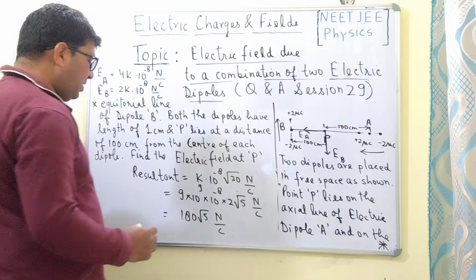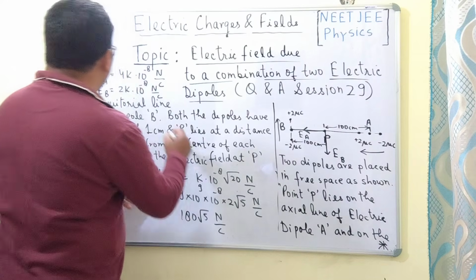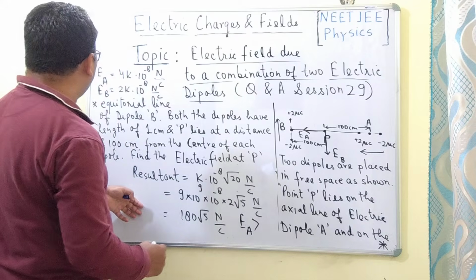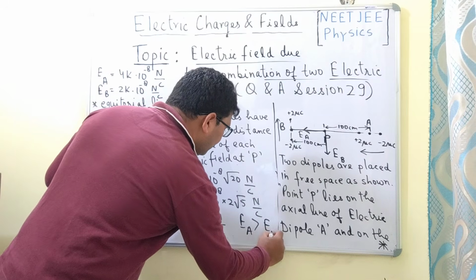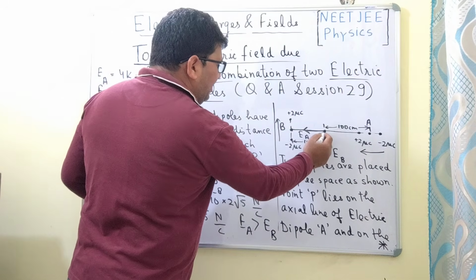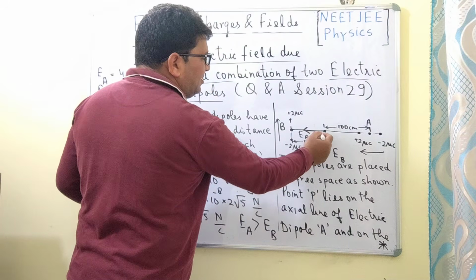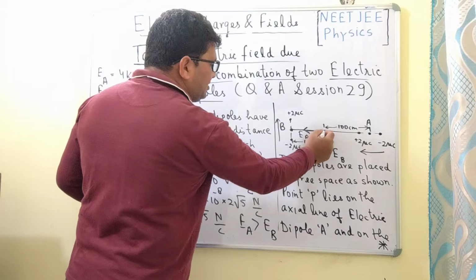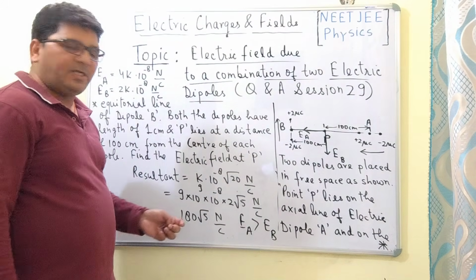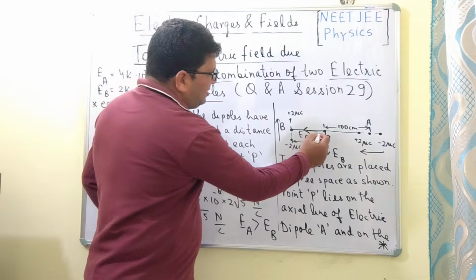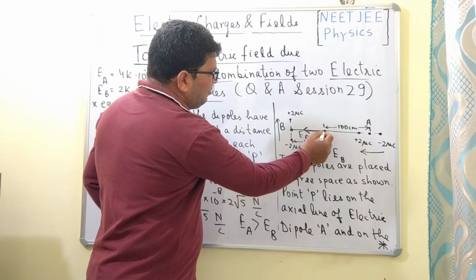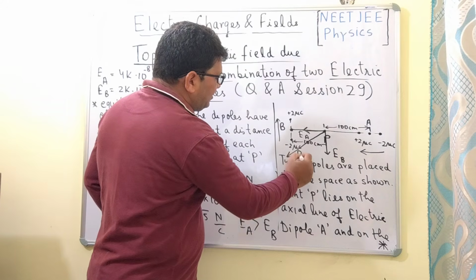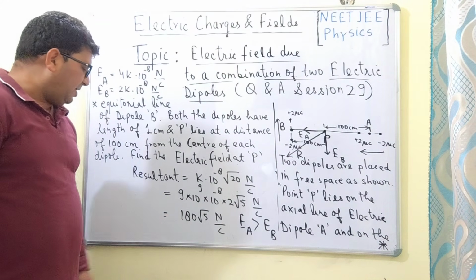Here EA is greater than EB, so the resultant will be slightly shifted towards EA. If both the values were equal, then the resultant would have passed through the center. But since EA is greater than EB, the resultant will be slightly shifted towards EA, and somewhere it will be like this. This is the resultant, and its magnitude will be equal to 180 root 5 Newton per Coulomb.